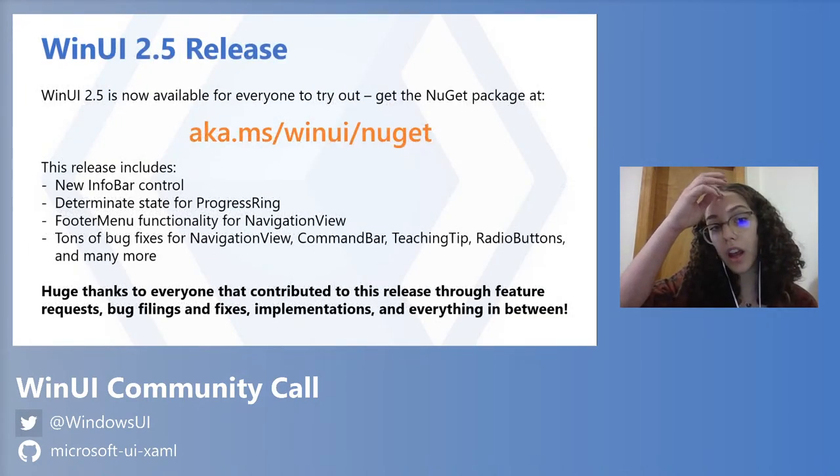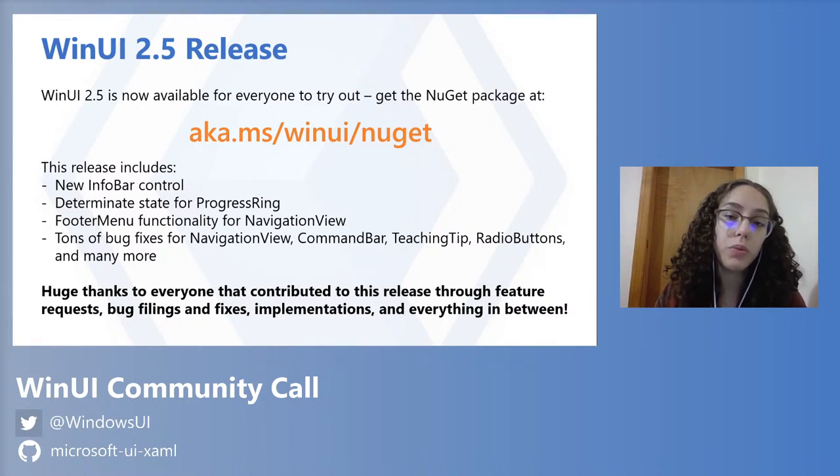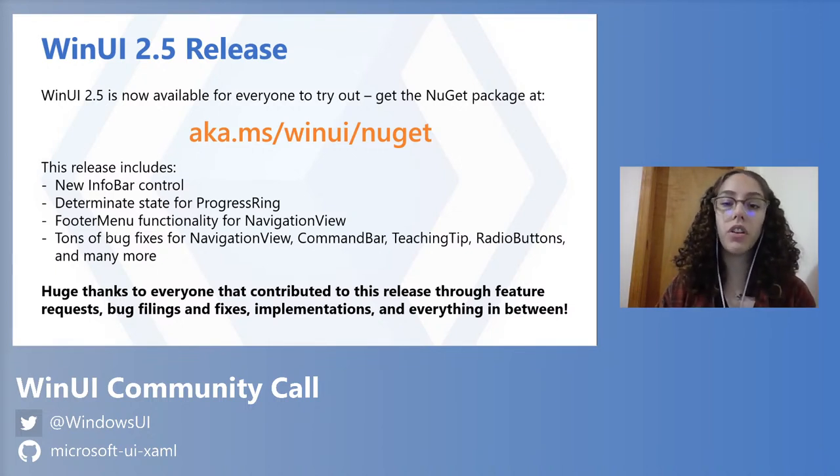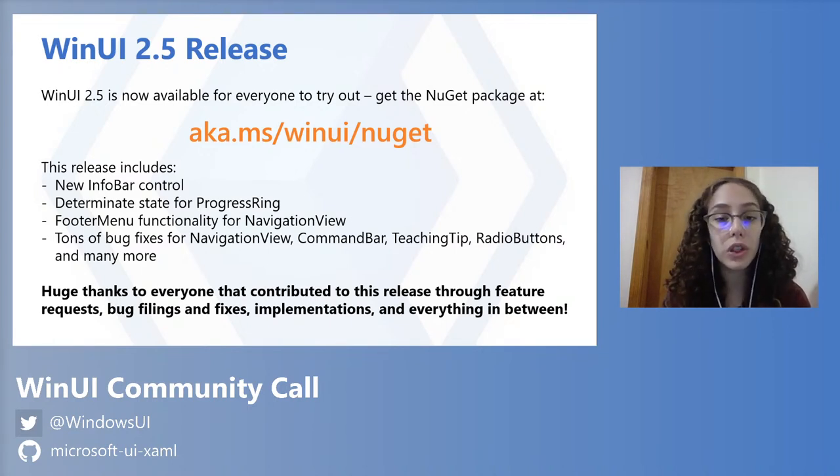Something that I want to talk about is the WinUI 2.5 release. We released WinUI 2.5, I believe it was the first week of December. It's available for everyone to try out. You can get the NuGet package at this link. And this works for UWP apps if you're unfamiliar. I just went over what WinUI 2 is, but all you have to do is put this NuGet package into your UWP app, and then you can start using these cool new controls and features.